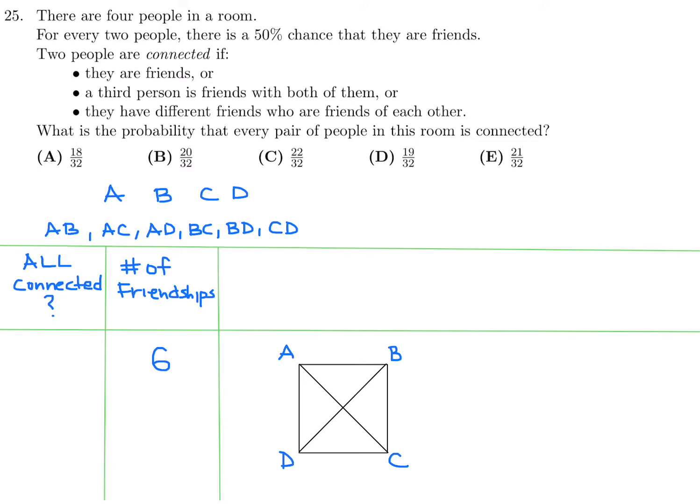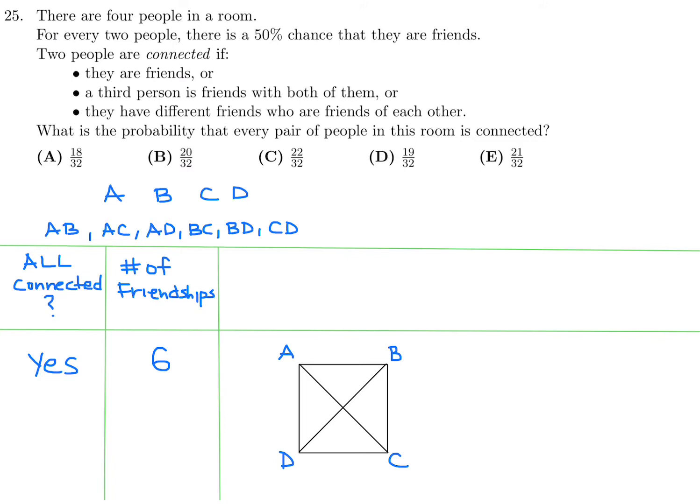So there's 6 friendships, and all of them have a line with each other. 1, 2, 3, 4, 5, 6 lines, 6 friendships. And are they connected? The answer is yes. They are connected. They satisfy at least one of these. Okay, so that is just kind of simply explaining it. Now, if you're still not convinced, I'll break it down a little bit further, one at a time.